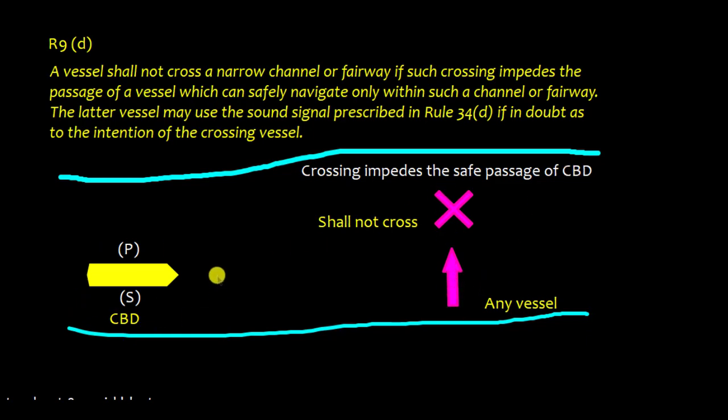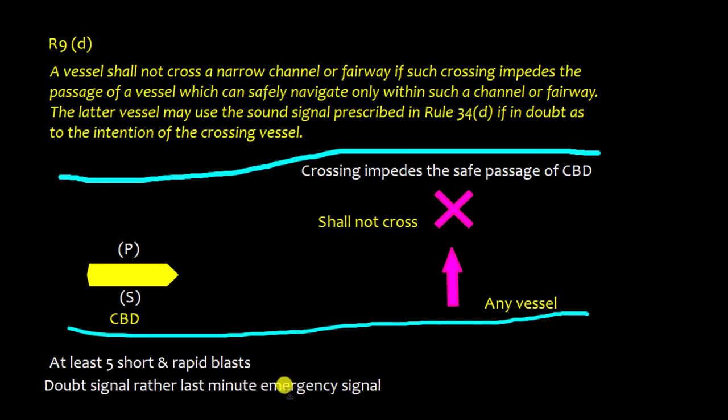And if a CBD observes that the other vessel is crossing, then it may sound at least 5 short and rapid blasts as per Rule 34D, which is given here. Of course, these signals are doubt signals and should not be used in an emergency at the last minute. Use the signal well in time to draw the attention, because you are having doubt why this vessel is crossing.